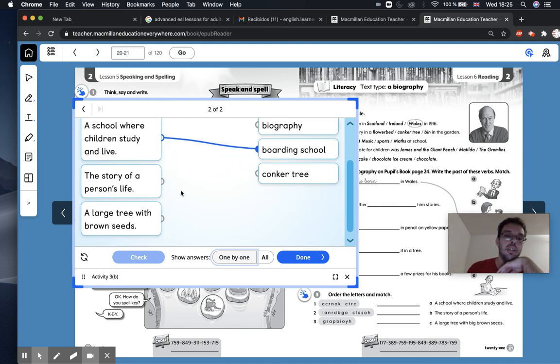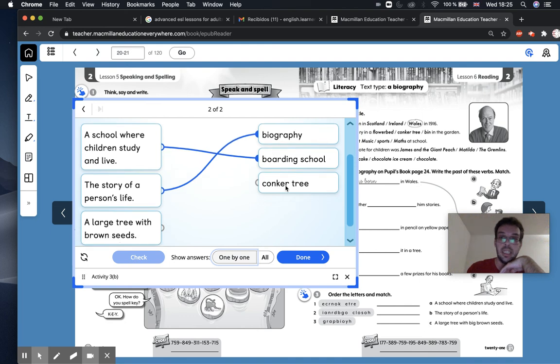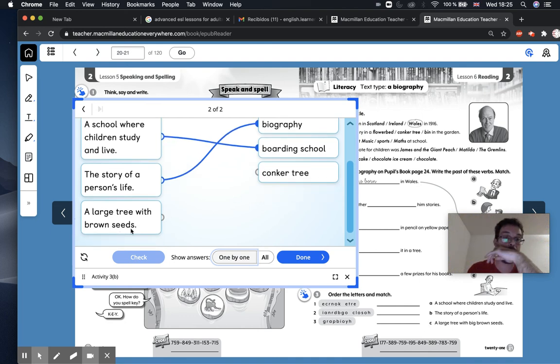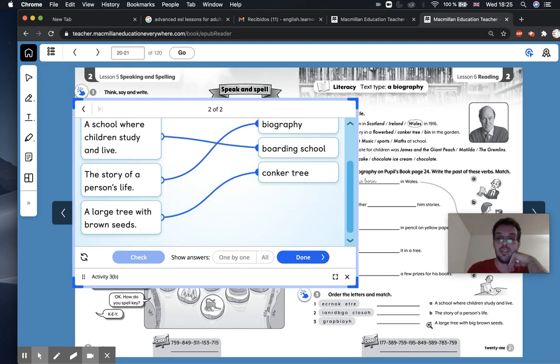The story of a person's life. La historia de la vida de alguien. This is a biography, right? So put the story of a person's life, match that with biography. And the last one, a large tree with brown seeds. A large tree is a conker tree. So a large tree with brown seeds. So we make the line here.